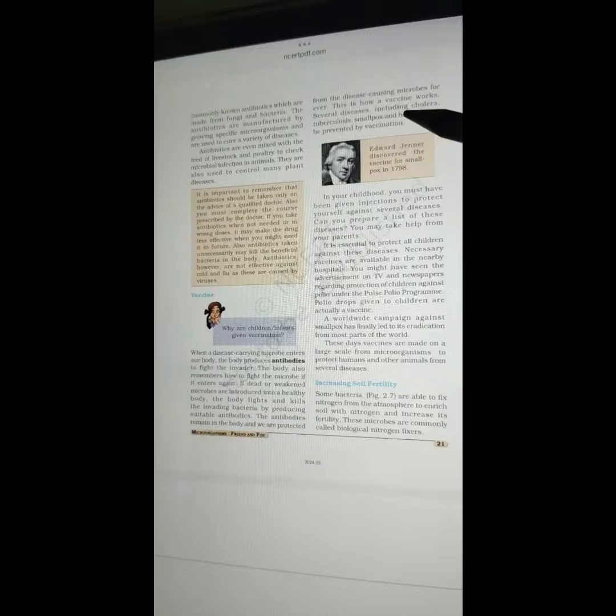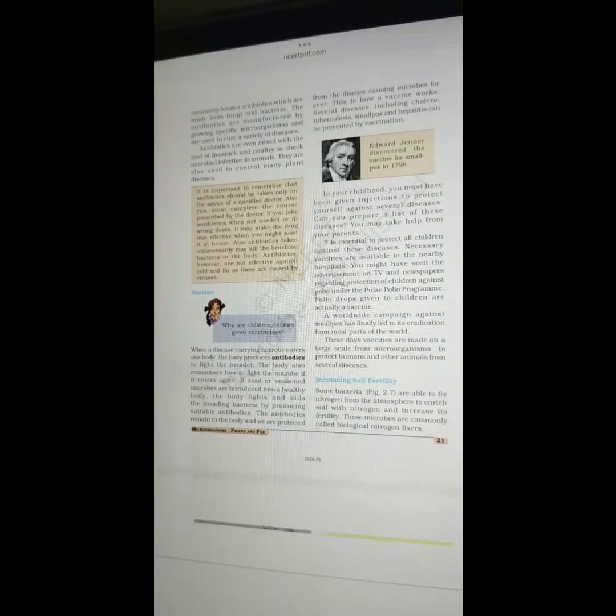Several diseases, including cholera, tuberculosis, smallpox, and hepatitis, can be prevented by vaccination. Edward Jenner discovered the vaccine for smallpox in 1798. In your childhood, you must have been given injections to protect yourself against several diseases. Can you prepare a list of these diseases? You may take help from your parents.